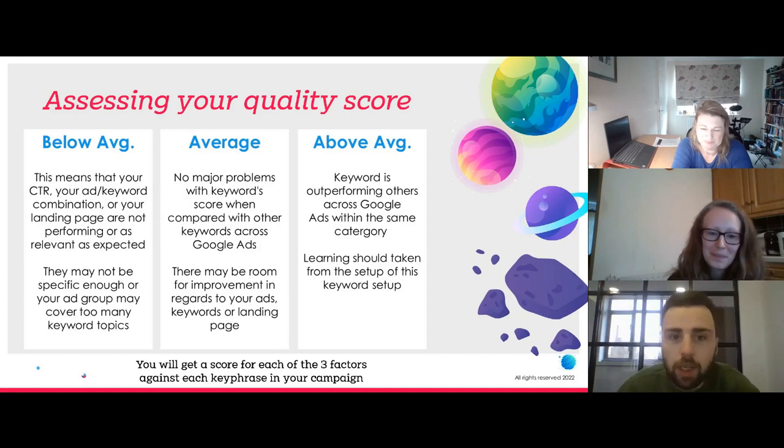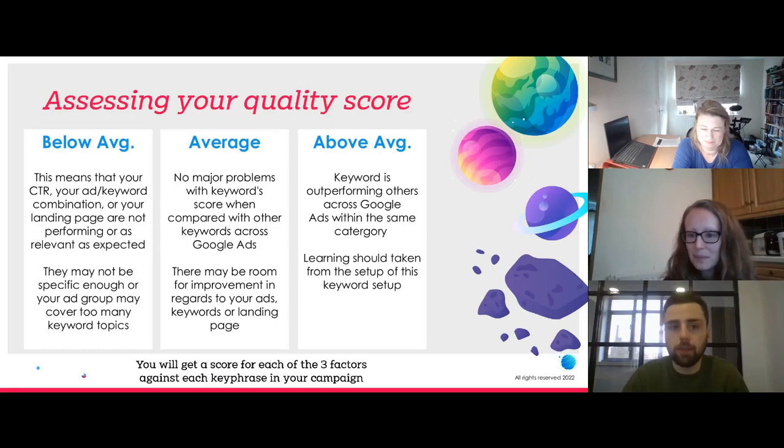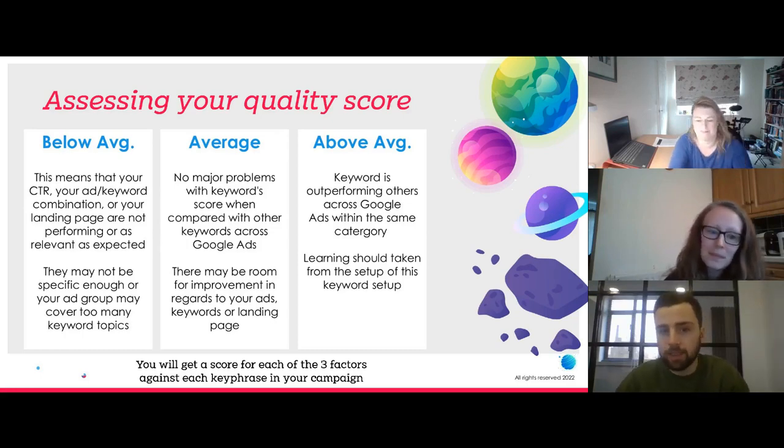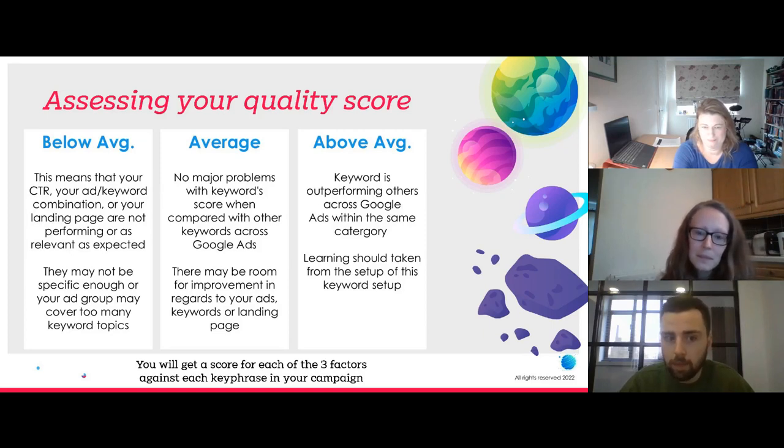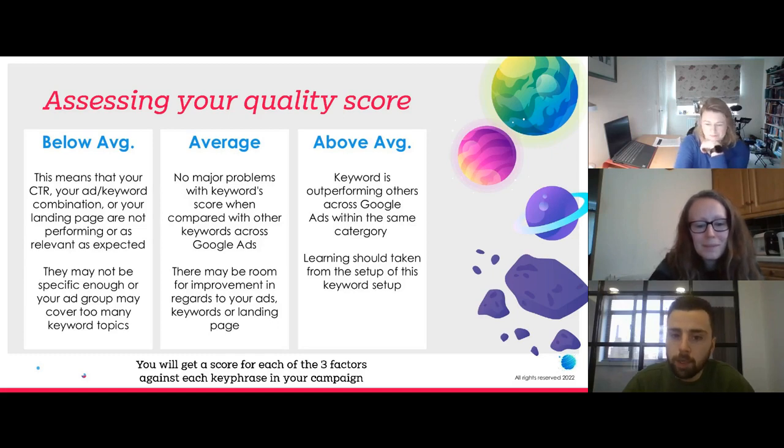Perfect. Okay. So when you're assessing your quality score, Google ranks you in 3 different ways: below average, average, or above average. And this is all in terms of your keywords. Below average is the combination of your ad, your keyword, or your landing page not performing as expected and not being as relevant as expected. Average means there's no real problems with your keywords, but there is room for improvement. You could make the keywords more relevant, your ads could speak about the keywords a bit more, or your landing page could be improved.